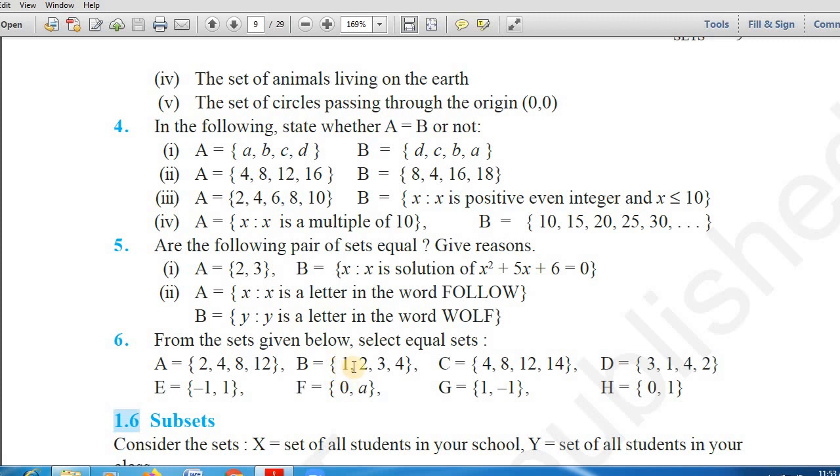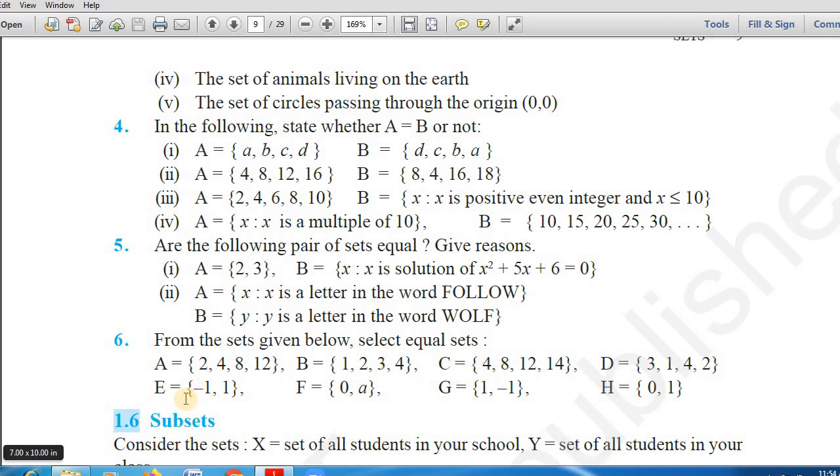B contains 1, 2, 3, 4. Again D also has 3, 1, 2, 4. So B is equal to D. Similarly, C consists of 4, 8, 12, 14, and no other set here consists of these elements 4, 8, 12, 14. So C is not equal to any other set.